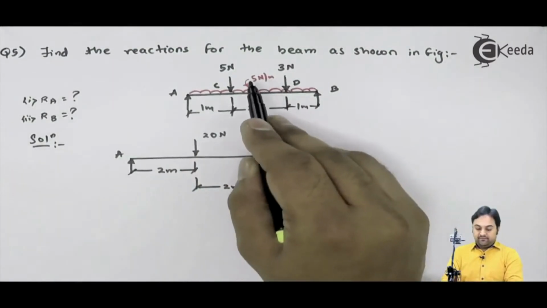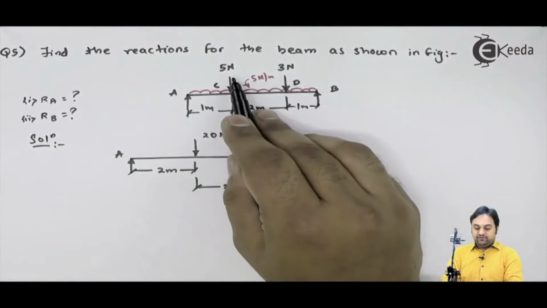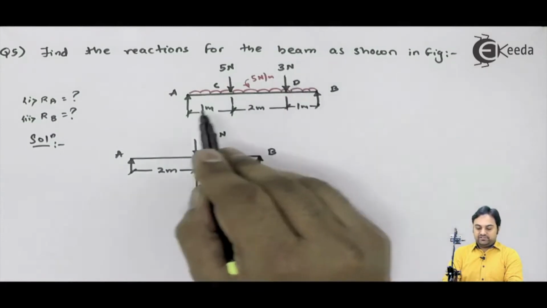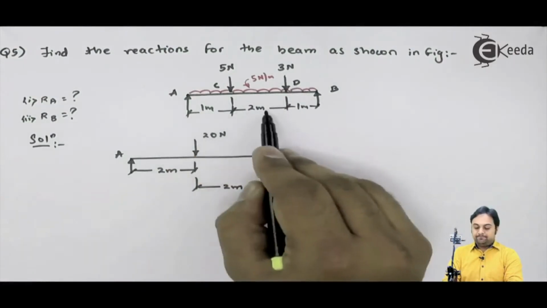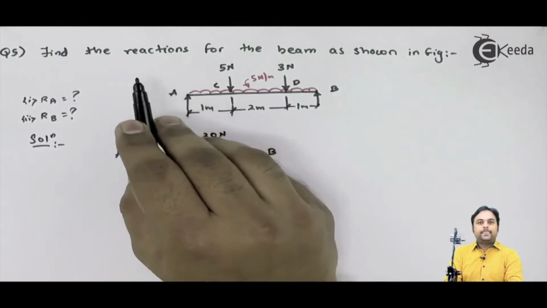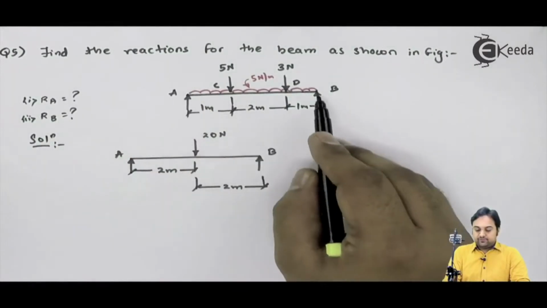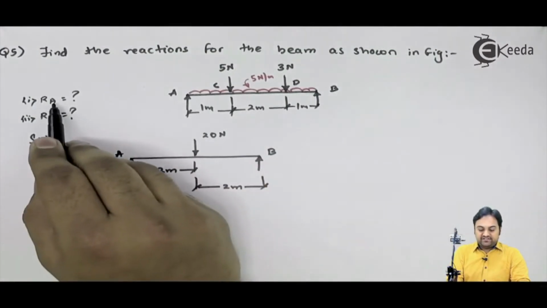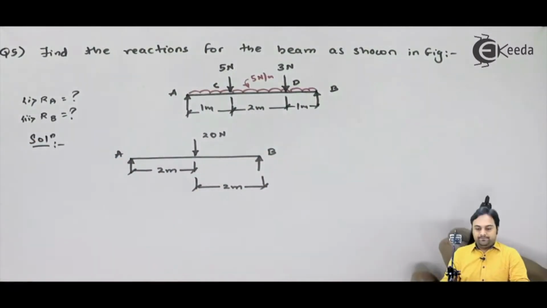After that, we have point loads 5 Newton which is at 1 meter from A and 3 Newton which is at 3 meters from A. Next, in this question, we have to find the reactions. Means, since it is a simply supported beam, we have to find out the end reactions, that is reaction at A and reaction at B.